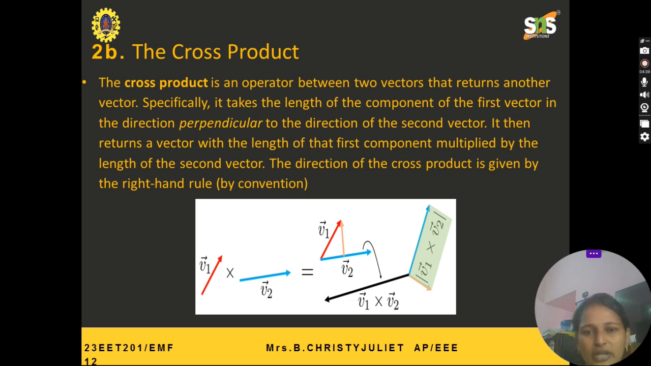But the cross product returns another vector. It multiplies the length and also calculates the direction of the vector perpendicularly. So the resultant will be a vector, which is given by V1 cross V2. So a cross product will always return a vector and a dot product will always return a scalar.